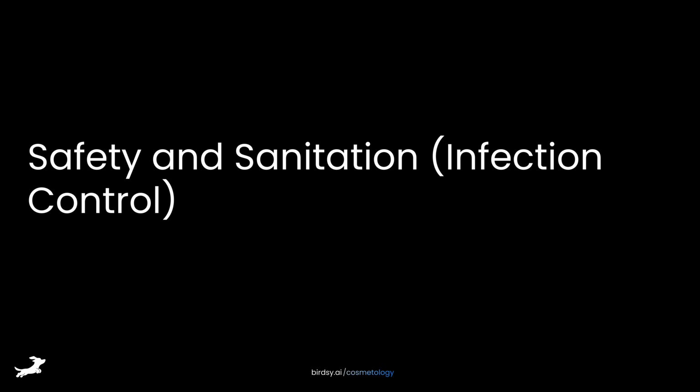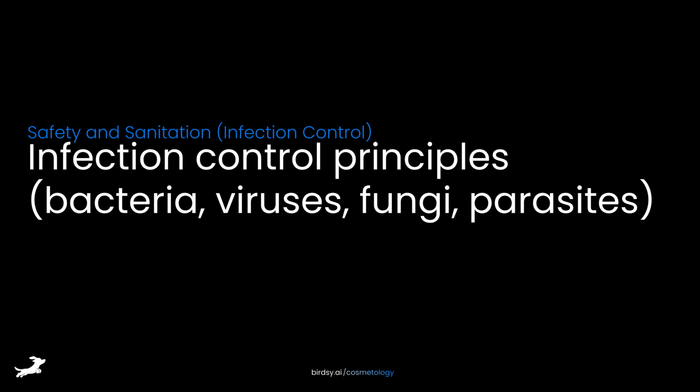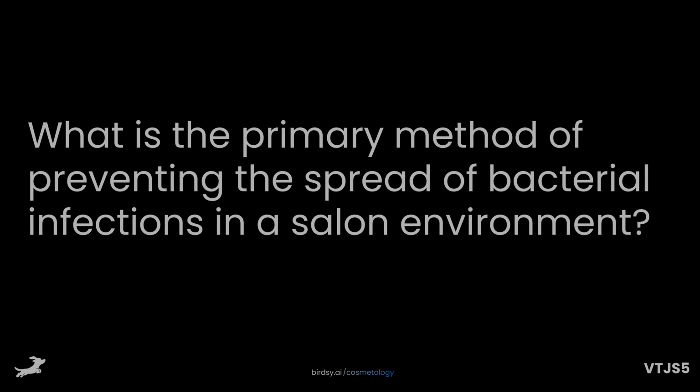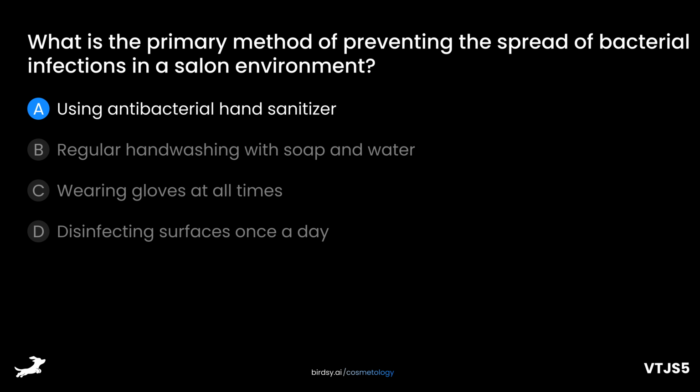Safety and sanitation, infection control. Infection control principles: bacteria, viruses, fungi, parasites. What is the primary method of preventing the spread of bacterial infections in a salon environment? Is it A, using antibacterial hand sanitizer? B, regular hand washing with soap and water? C, wearing gloves at all times? Or D, disinfecting surfaces once a day? The answer is B, regular hand washing with soap and water.